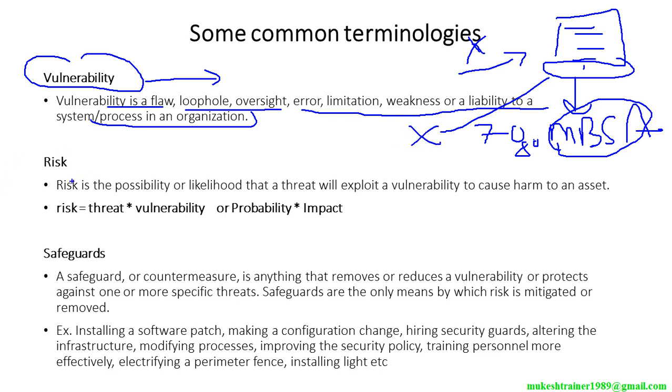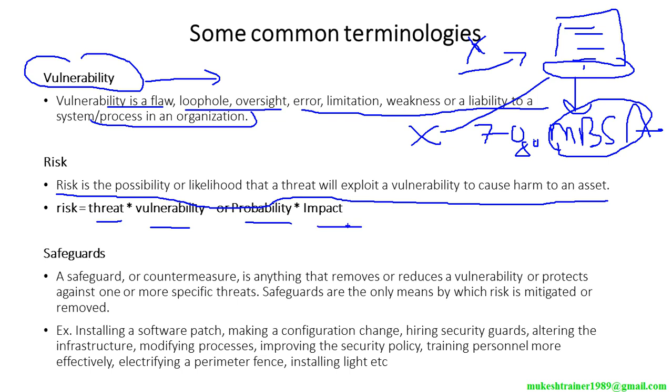Next is risk. Risk is the likelihood that a threat will exploit a vulnerability to cause harm to an asset. Risk is equal to threat multiplied by vulnerability, or probability multiplied by impact.